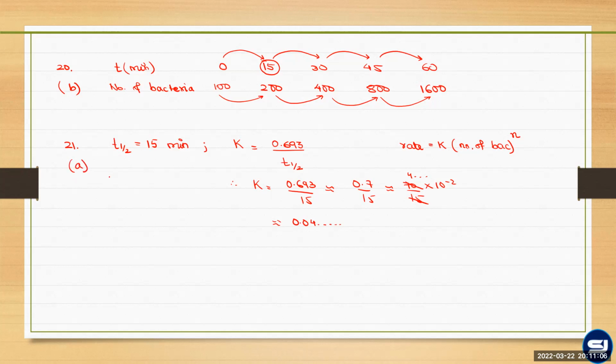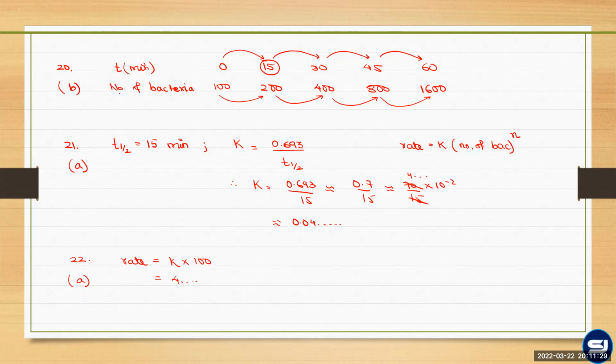And after finding K, you have to find the rate of the reaction initially. Now, K into the initial number of bacteria. मतलब it will be K into what value of the bacteria? 100. So just multiply कर लो and you get 4 point something. 4.6. A. समझा?